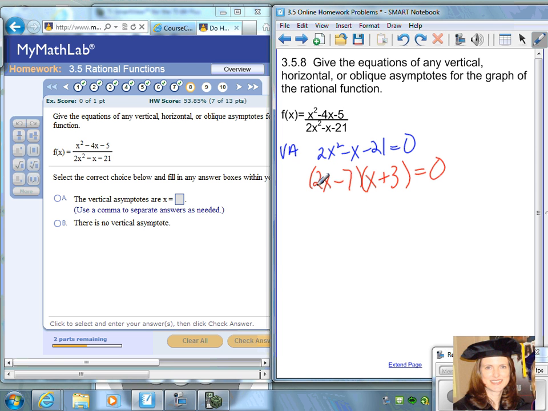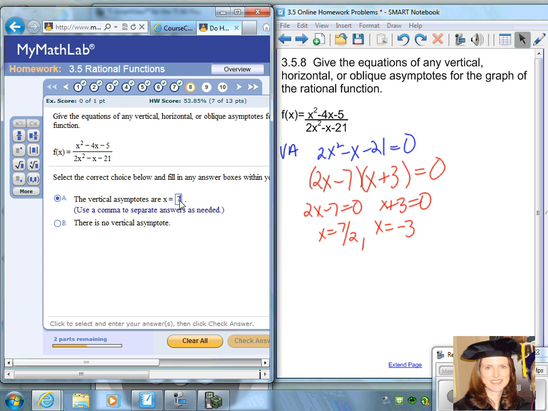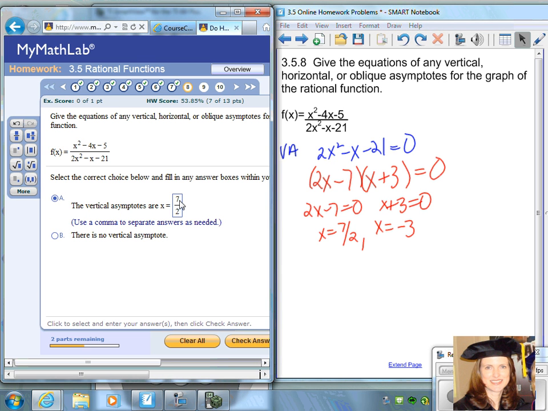You're going to set each of those equal to 0. And you get x equals 7 over 2 as one of your vertical asymptotes, and x equals negative 3. When you set x plus 3 equal to 0, you get x equals negative 3. So you actually have two vertical asymptotes. One of them is 7 over 2, and the other one is negative 3.